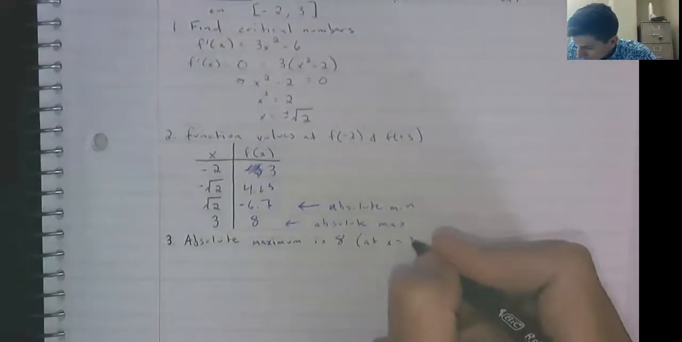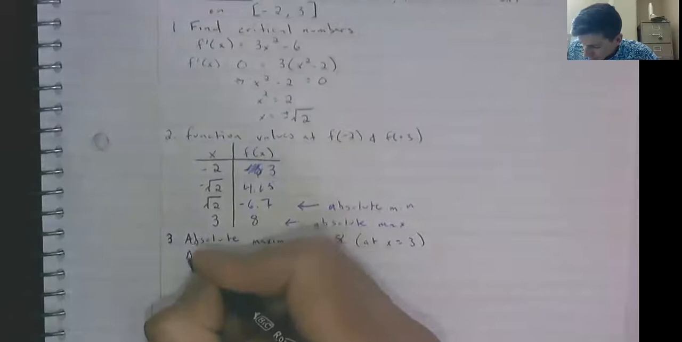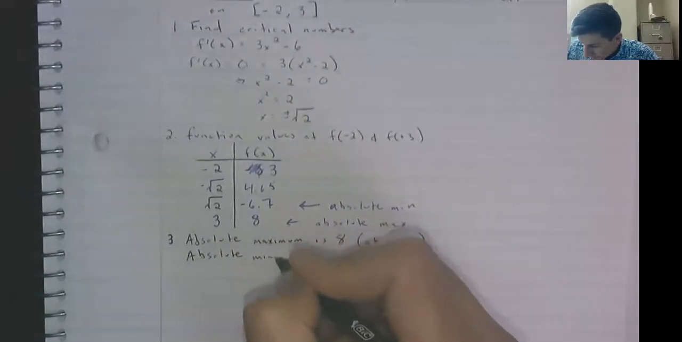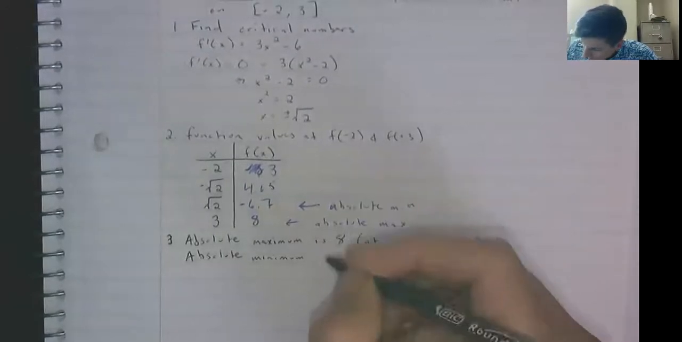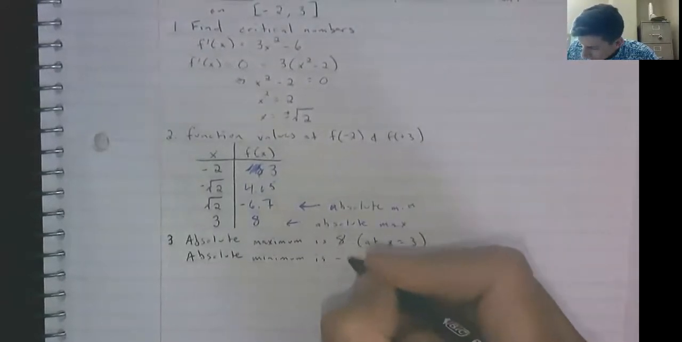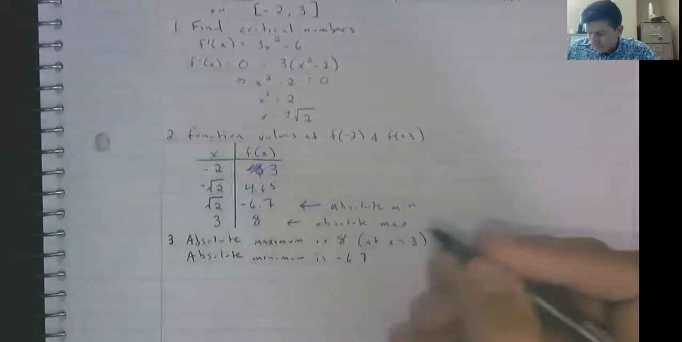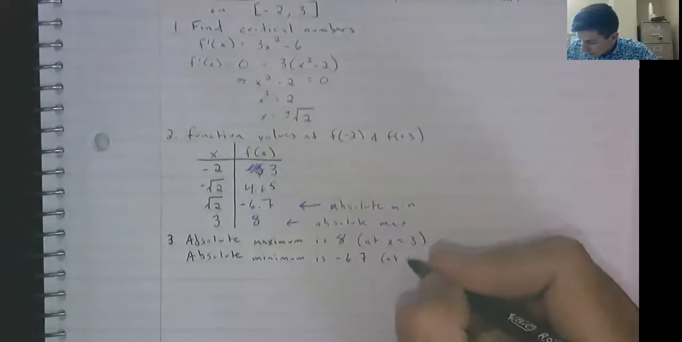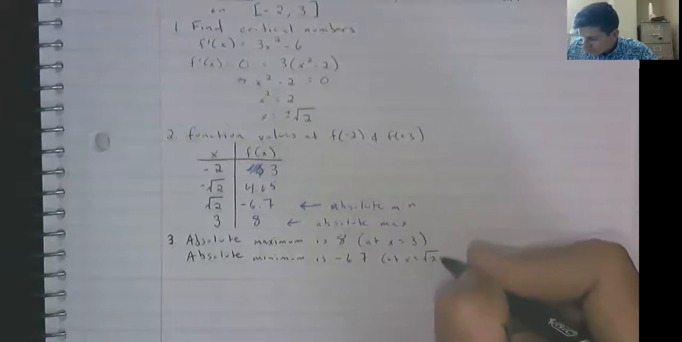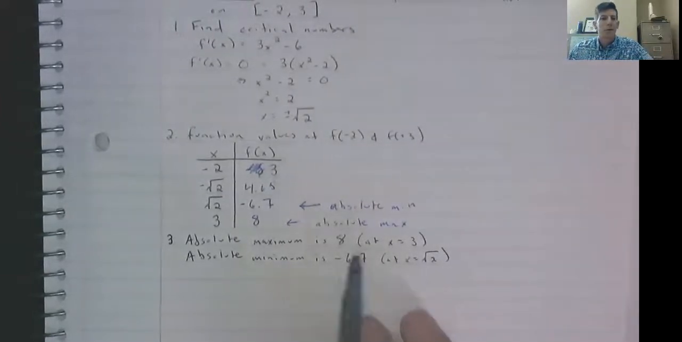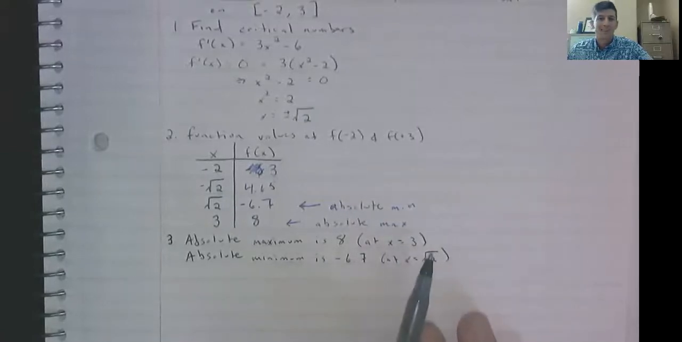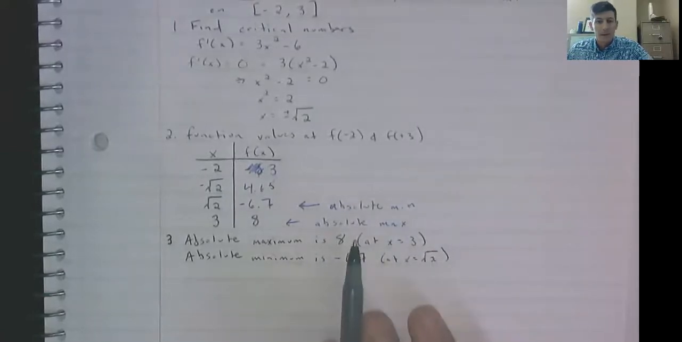At x equals 3. And the absolute min is negative 6.7 whatever. Okay. It occurs at x equals square root 2. Okay. So don't get all this way and say the absolute max is 3 and the absolute min is square root 2, because it's not. These are the values. Those are the function values.